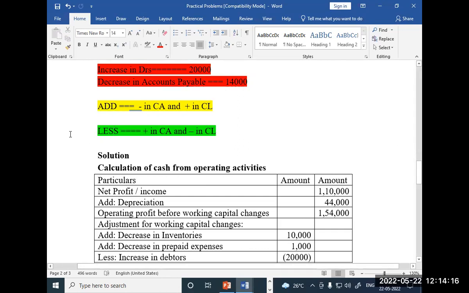So please write this in your notebook. Increase in current asset and decrease in current liability need to be minused. Decrease in current asset and increase in current liability need to be added.